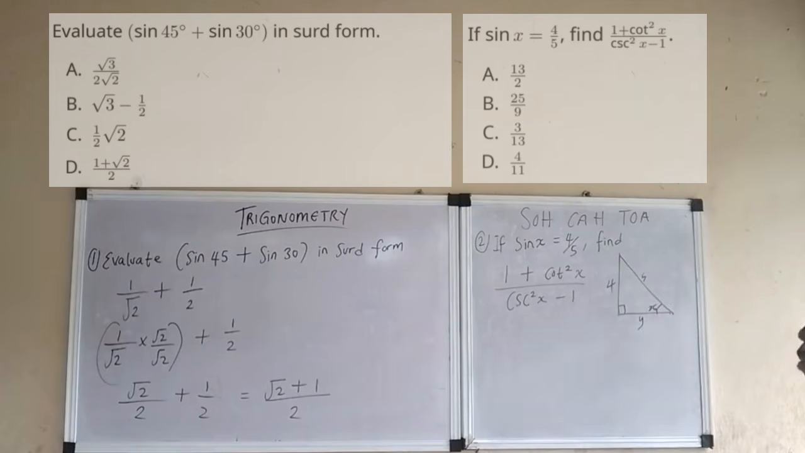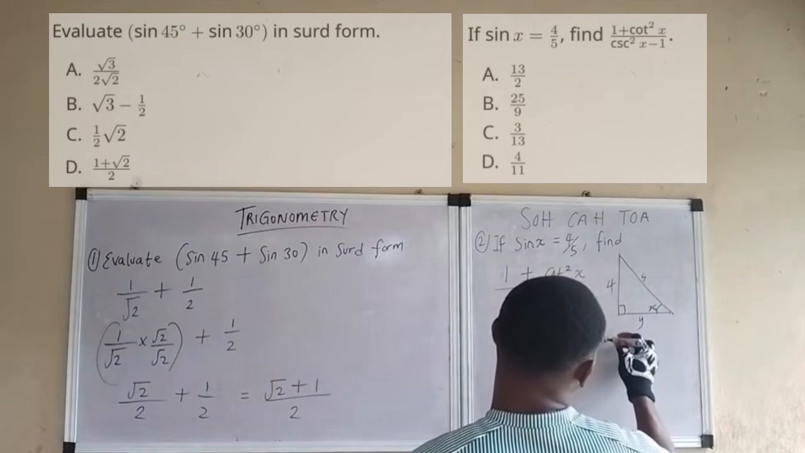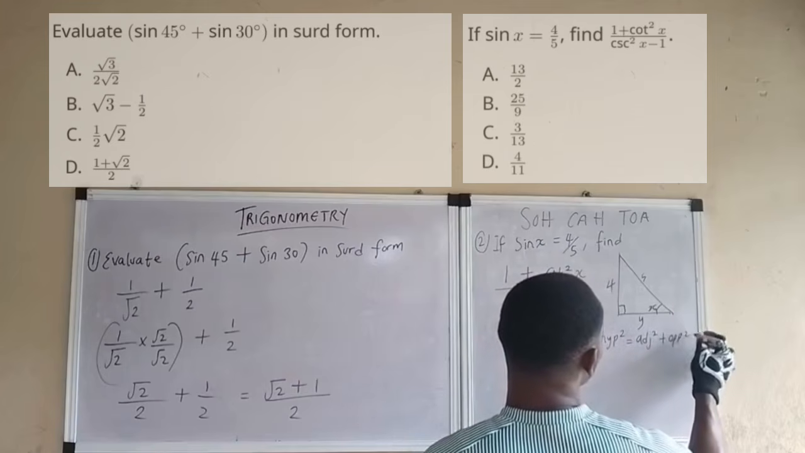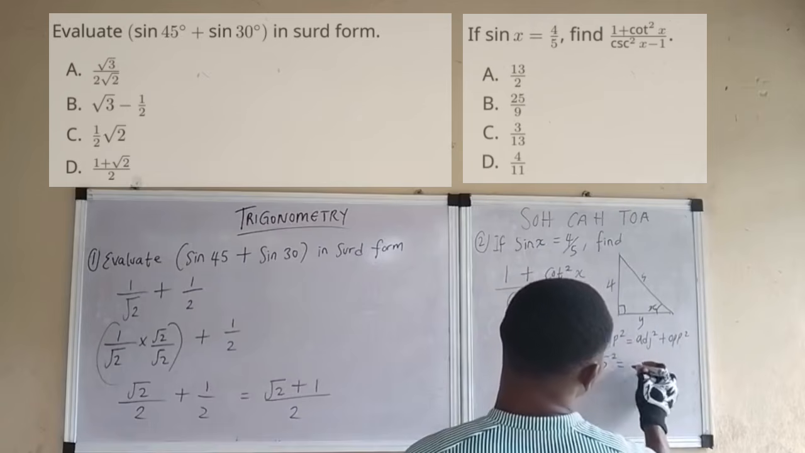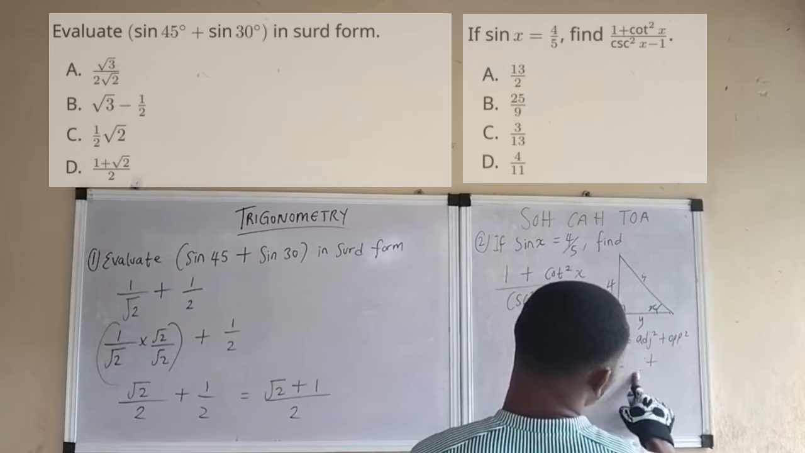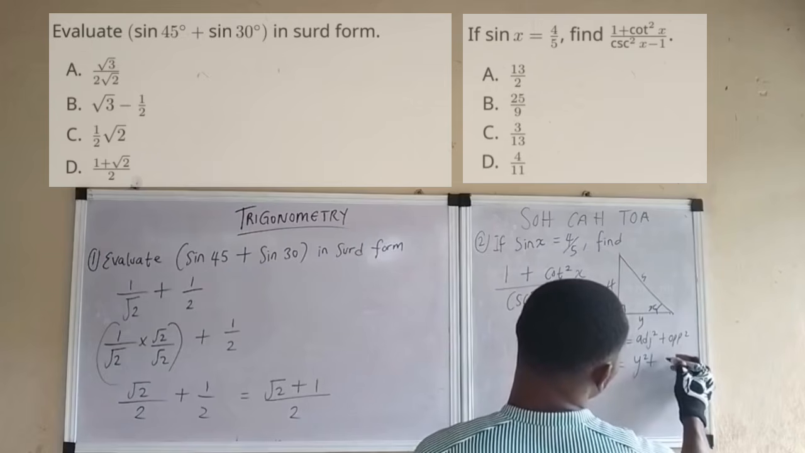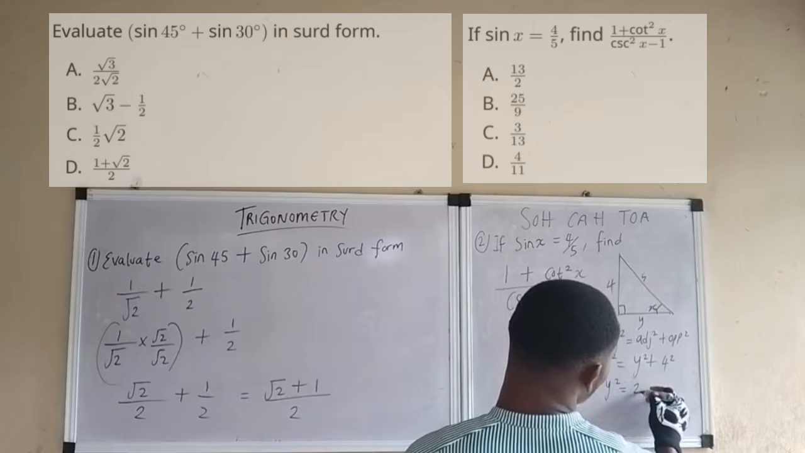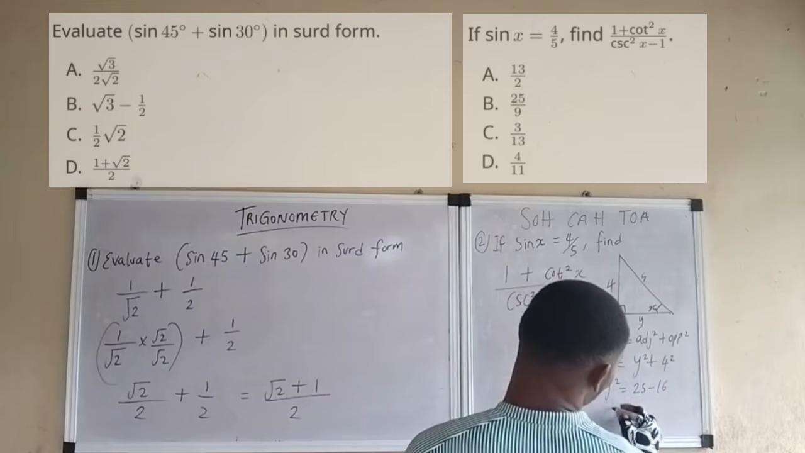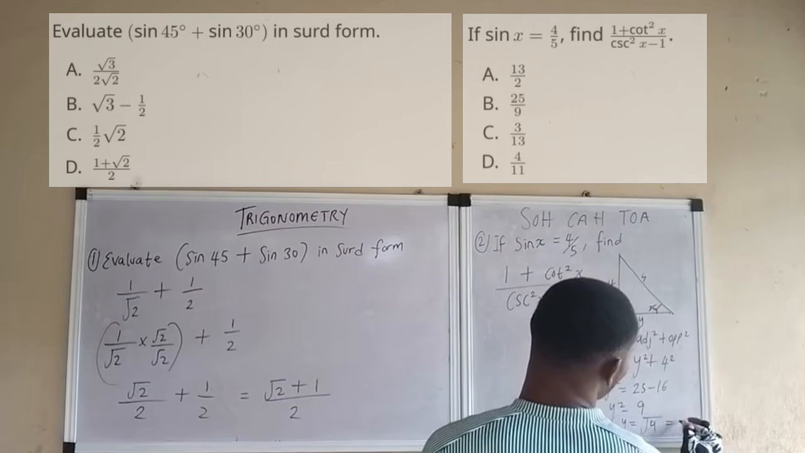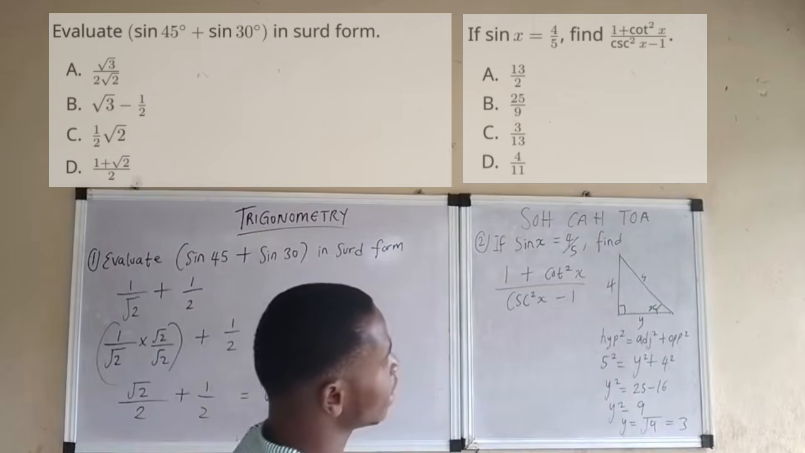So how do we find the adjacent? We use Pythagoras theorem, which is what? Hypotenuse square equals adjacent square plus opposite square. So hypotenuse square is 5 square equals, the adjacent is y squared, plus the opposite is 4 square. So we have that y square is equal to 25 minus 16. Y square is equal to 9. Y is equal to root 9, and that is equal to 3. So the adjacent is 3.